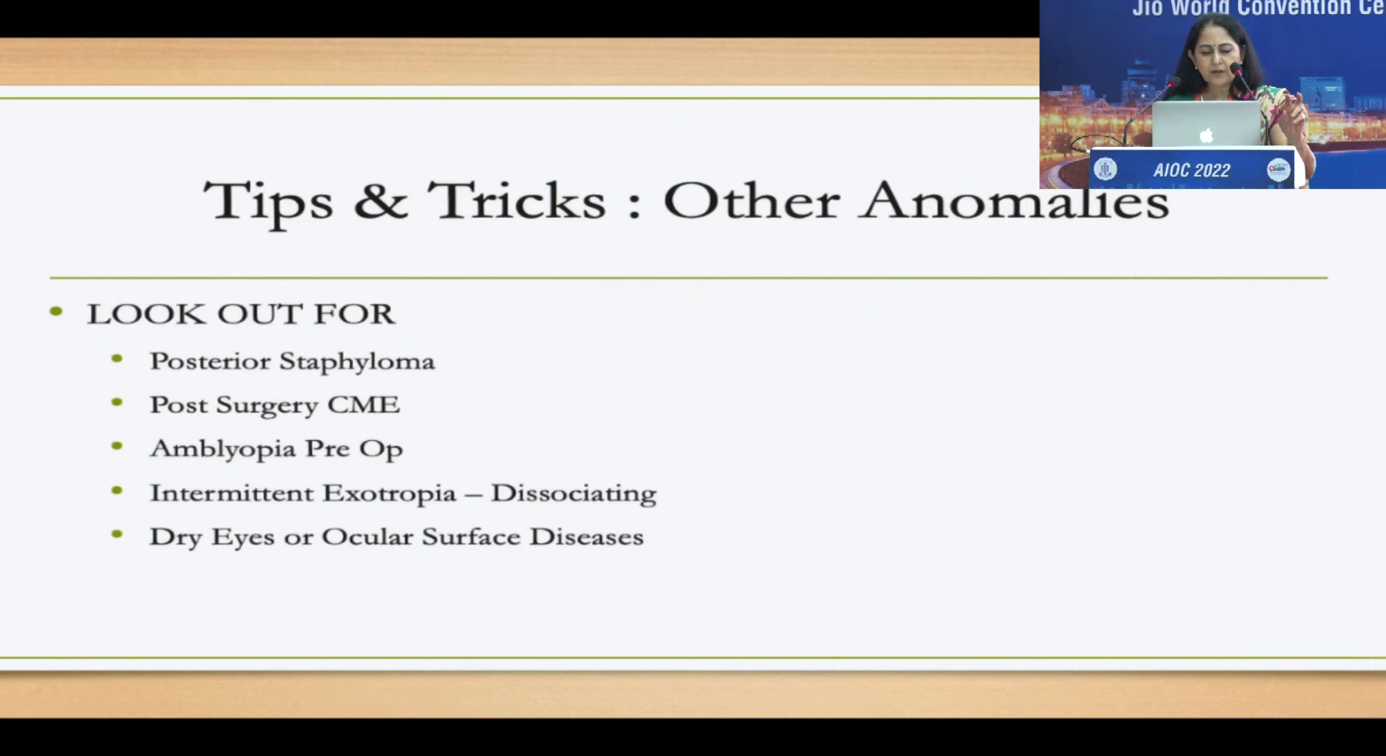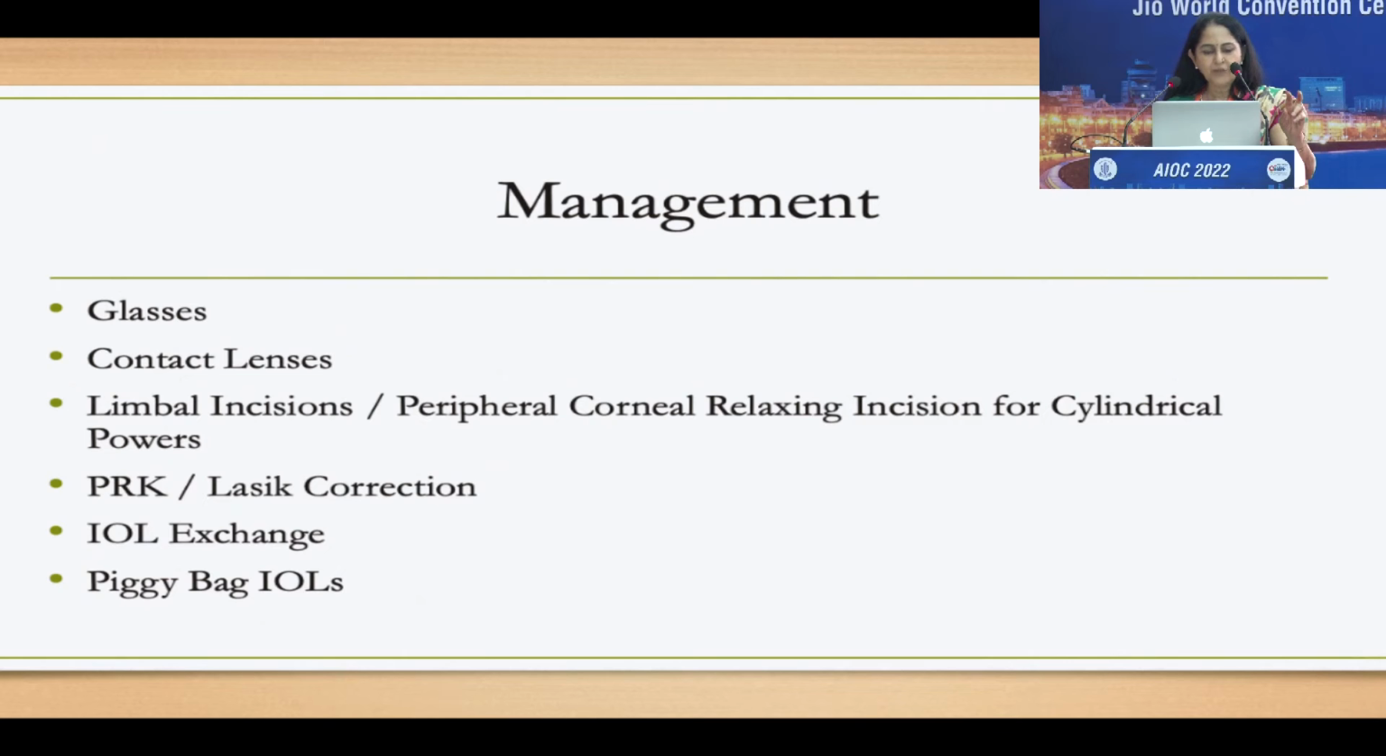So we'll just go into the management. If it's a small error, you can suggest glasses to your patients, and if they're happy with it, then you're done with. If not, you can suggest contact lenses. If there's an astigmatic problem, if you feel that it could be taken care of by limbal incisions or some corneal relaxing incisions, which are very unpredictable, you can do it. A LASIK correction would be another situation where you can manage it, or you can do an IOL exchange or a piggyback IOL.